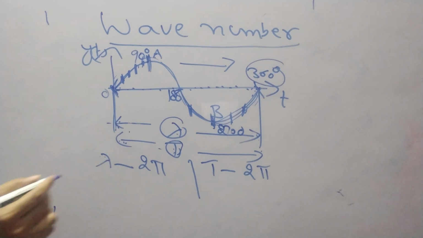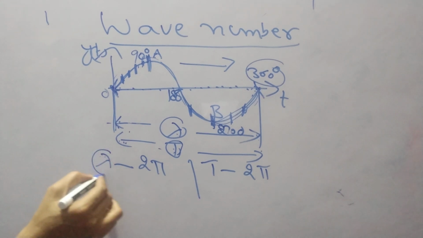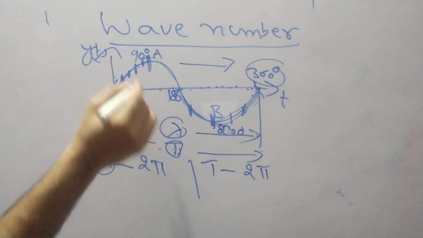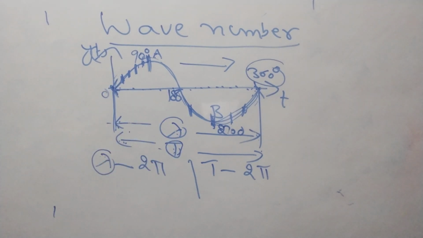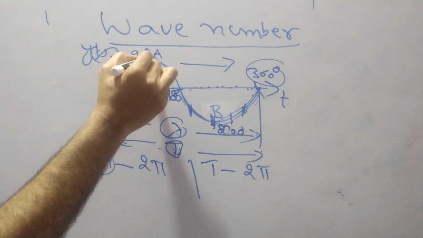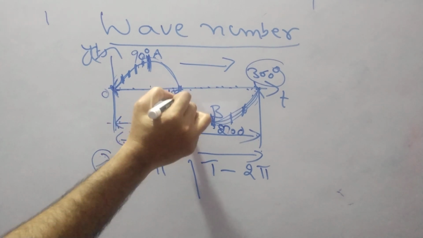Right. Now I want not for lambda, because this is the standard; for lambda it is 360 degrees. Suppose if I want lambda by 4, here lambda by 2 and so on.